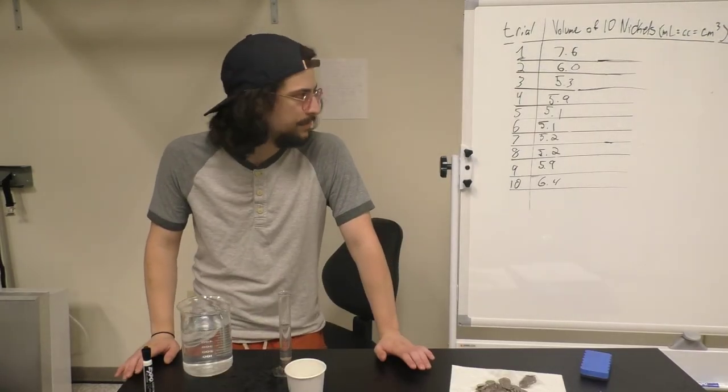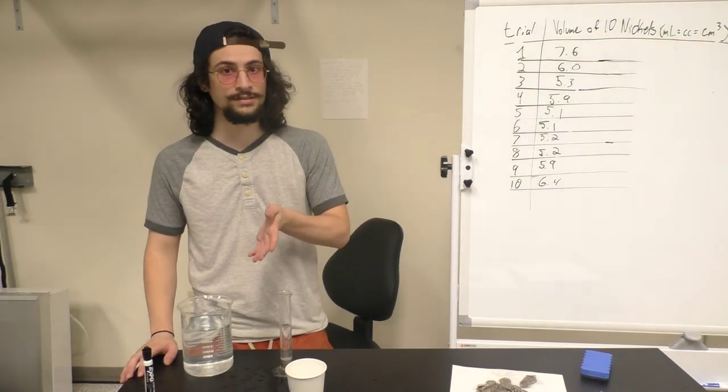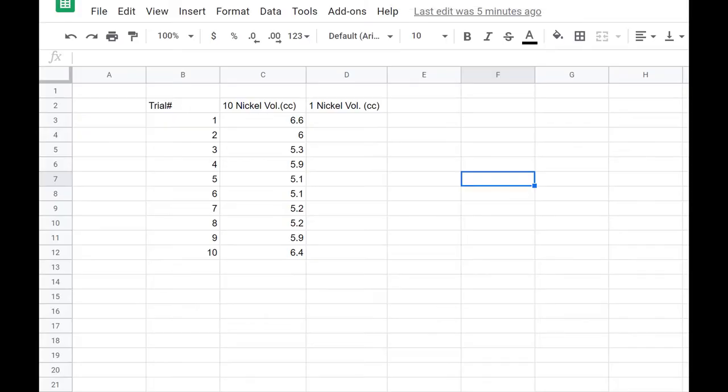Finished taking all my measurements. I have them in my table. I'm going to transfer this table over to Google Sheets so I can work with it, and I will see you all there. Hey, I have all the data in Google Sheets now with that corrected first trial. I'm sorry about that. But I've also added a row for the 1 nickel volume, because remember we took the data for 10 nickels. So if we have the volume of 10 nickels, we need to find the volume of 1 nickel. We can just divide our 10 nickels by 10.